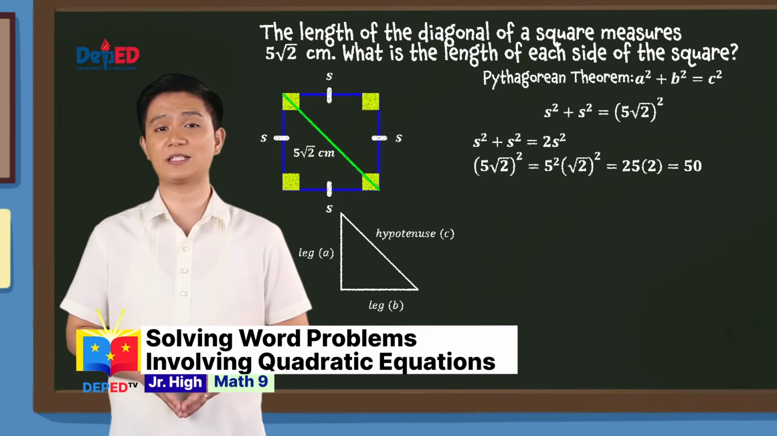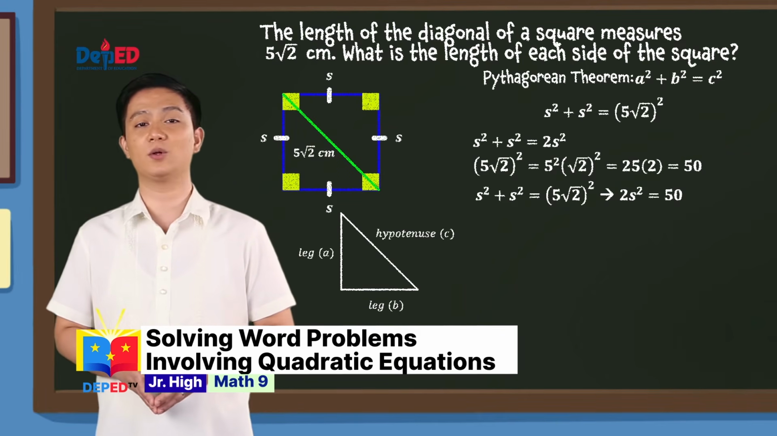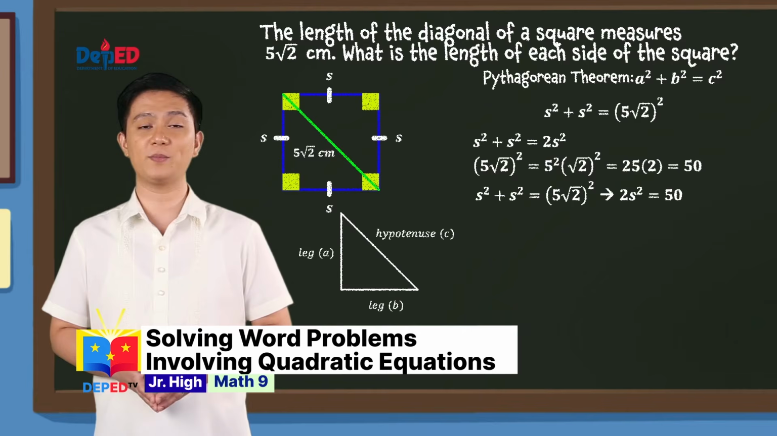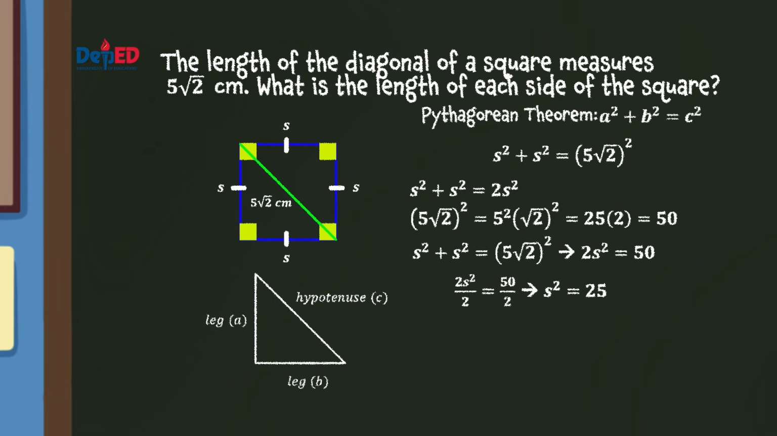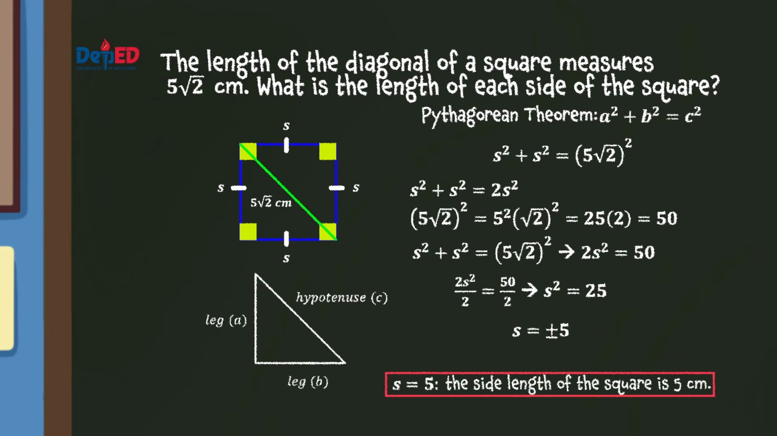Thus, the equation can be written as 2s squared equals 50, which is of the form ax squared equals k. We divide both sides of the equation by 2. The resulting equation is s squared equals 25. Then, we can now extract the square root of both sides. We should get s equals positive or negative 5. The variable s represents the length of each side of the square. Thus, it has to be positive, and so s must be equal to 5. The side length of the square is 5 centimeters. Problem solved!